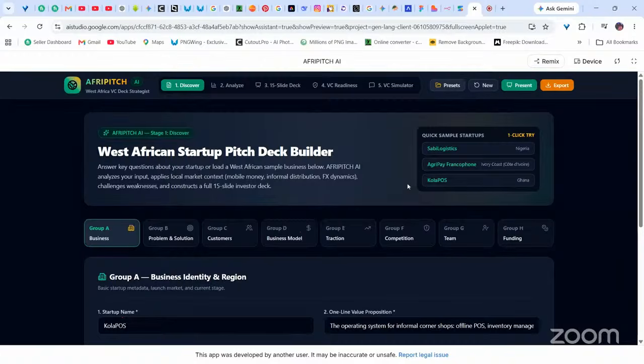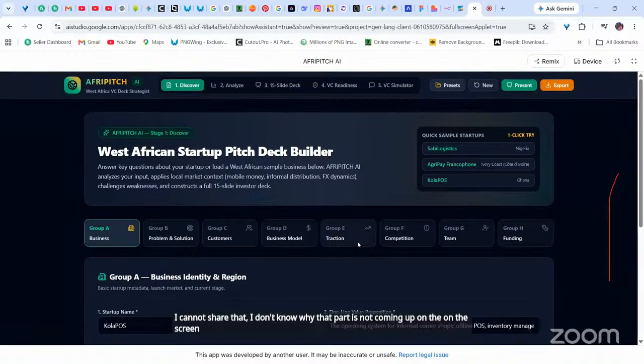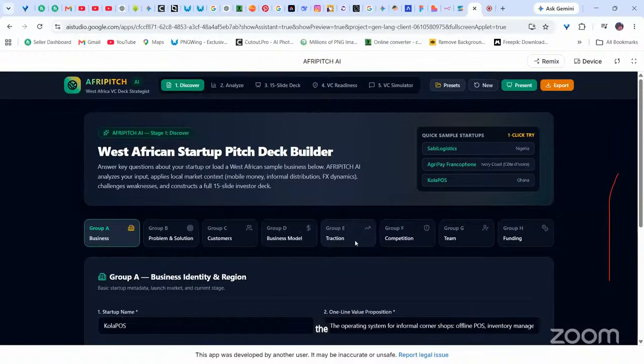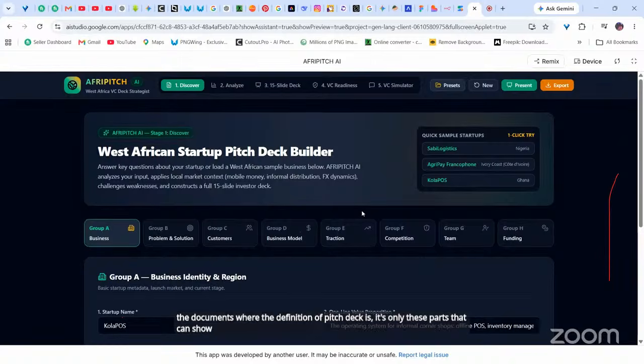Before we go into it, the very first thing we need to know is what a startup pitch deck is, or what a pitch deck is. Based on what I could get, sorry, I cannot share that. I don't know why that part is not coming up on the screen where the definition of pitch deck is. It's only this part that can show, but I'll just go ahead and go through it.